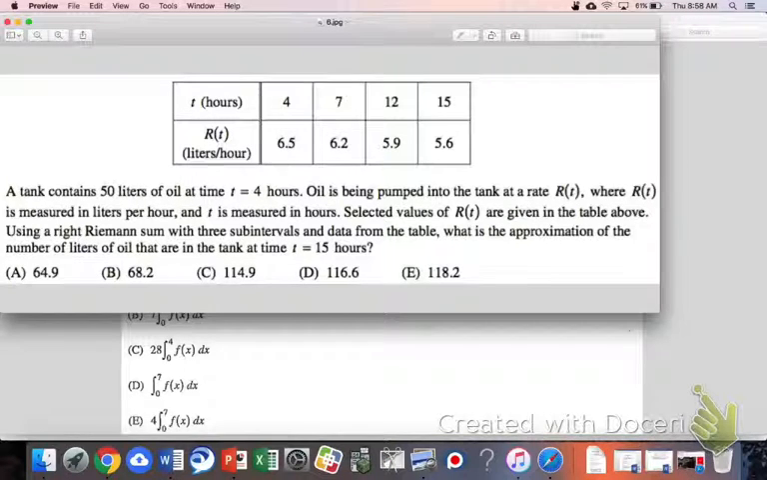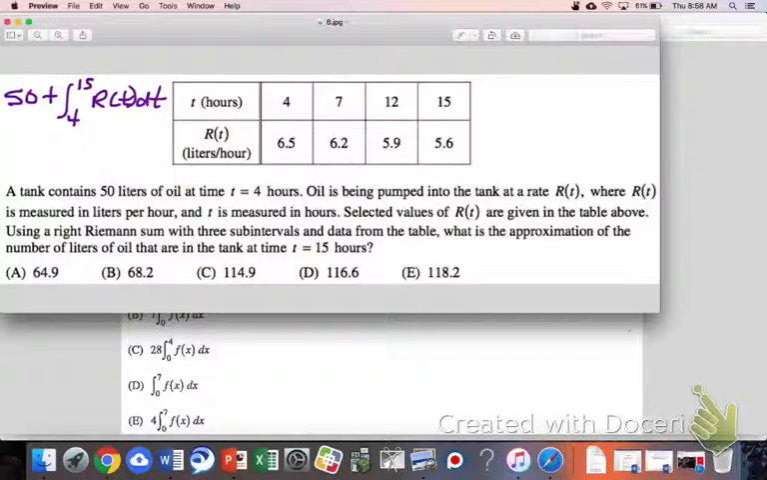So symbolically, I think what you would do here is you would want to say the amount at 15 hours would be 50 plus the integral from 4 to 15 of R of t. Does that make sense? It'd be really easy to forget the 50. That's basically initial amount plus change gives you final amount. And we are supposed to use a right Riemann sum.